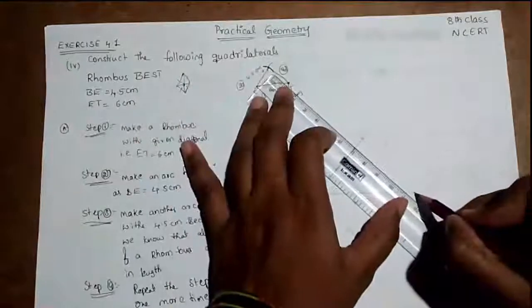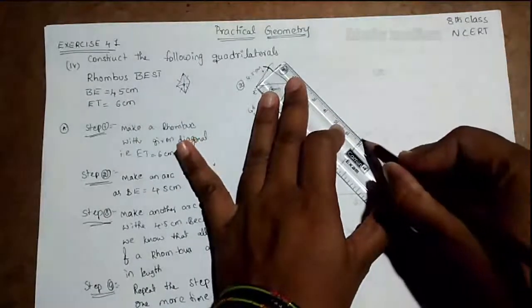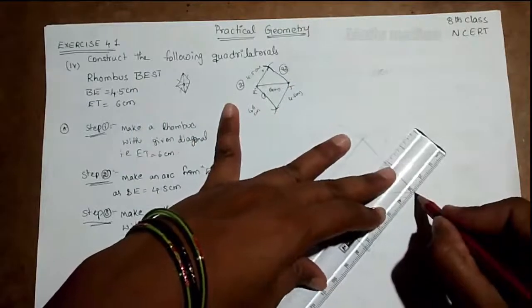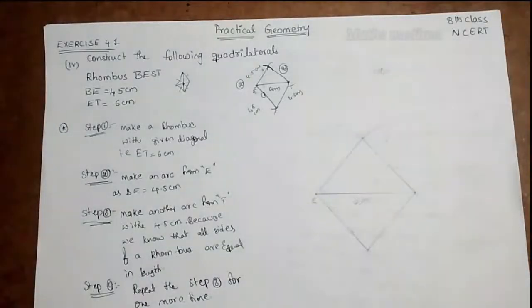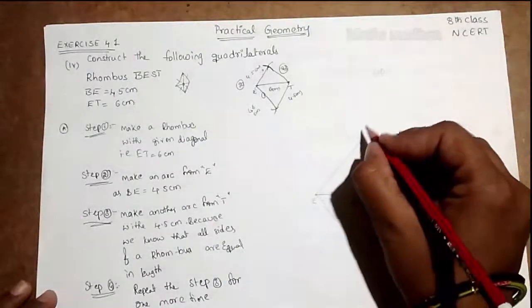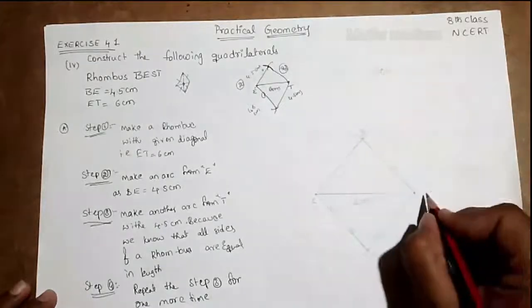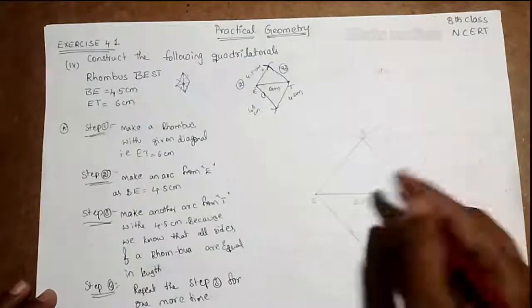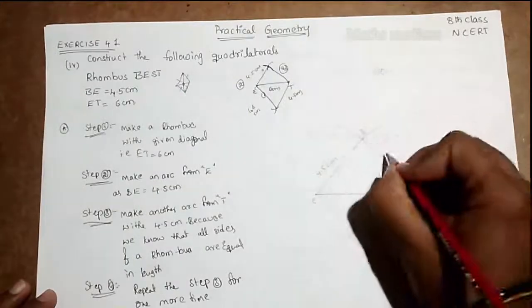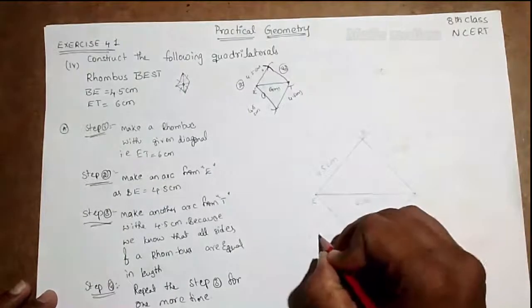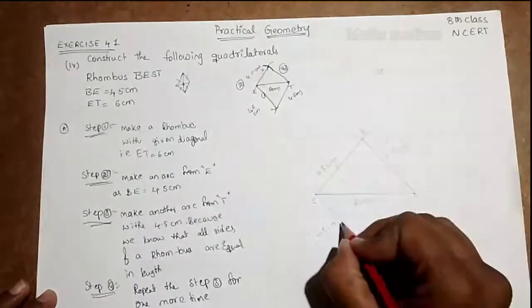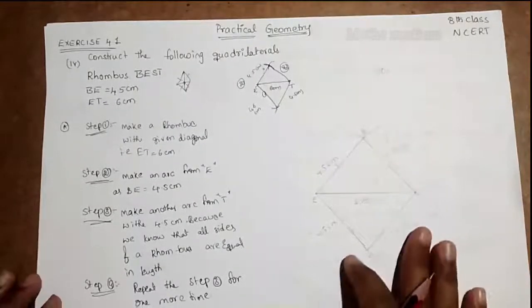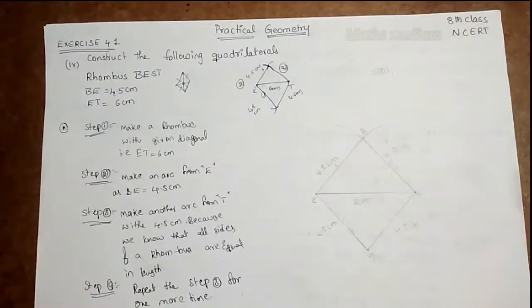Use a pencil for geometrical construction, because if there is an error you have to erase it with an eraser. If you use a pen or glitter or sketch, then if you make any mistake you cannot rub it out. So E and B, BEST, with 4.5 centimeters on every side. All are equal to each other. So this is the construction of a rhombus with a given one side and one diagonal.